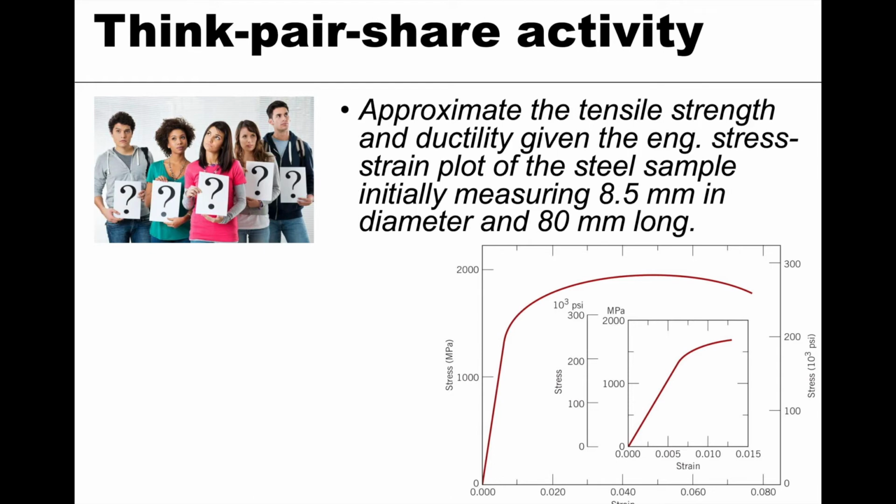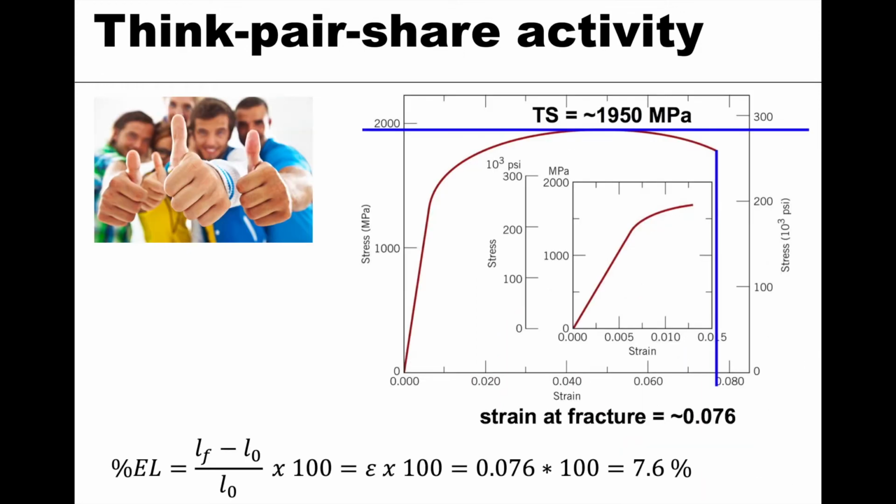All right, let's look at the other question. It wants us to approximate the tensile strength and ductility. Okay, so let's take that part by part. Tensile strength, if you remember from the previous module, is the maximum value of stress on the curve. You can see it's somewhere up here, and it's the stress value that's maximum on this curve. If I just draw a line from where the maximum is over to the stress axis, I see that the tensile strength is somewhere around 1,950 megapascals. That's my tensile strength, or ultimate tensile strength. So that's how I get the first part.